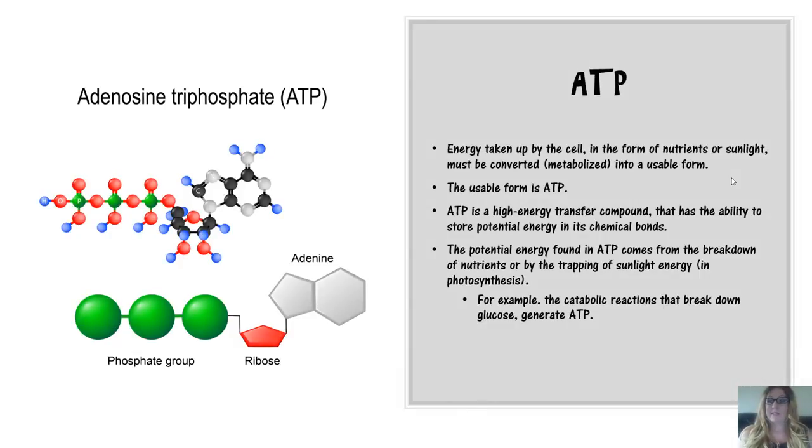Energy taken up by the cell in the form of nutrients or sunlight must be converted or metabolized into a usable form. The usable form is ATP. ATP is a high energy transfer compound that has the ability to store potential energy in its chemical bonds. The potential energy found in ATP comes from the breakdown of nutrients or by trapping of sunlight energy in photosynthesis. For example, the catabolic reactions that break down glucose generate ATP.